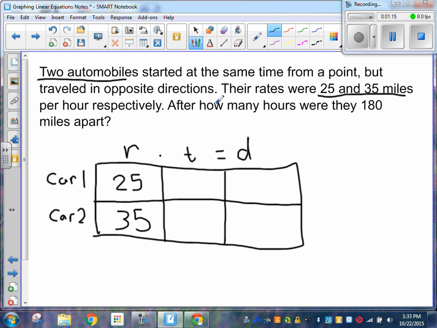Now, what would go in the time here? Well, they're starting at the same time. And then it looks like they're going, and then as soon as it hits 180 miles apart, we're sort of done. So they're going to take the same amount of time. So we have X and X on this one.